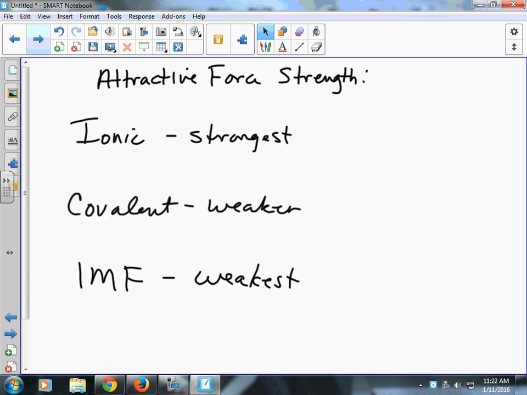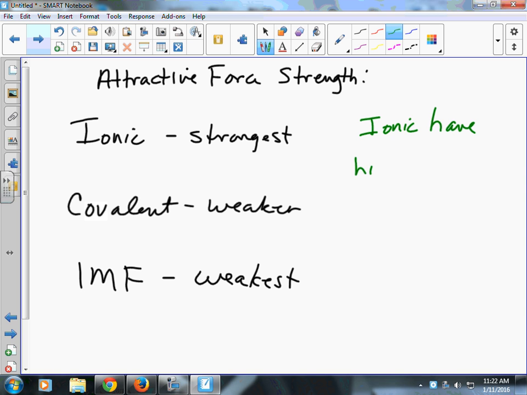So we use melting point. You'll do this in your lab. We can use melting point as a measure of how strong the bonds are. So ionic substances have higher melting points and boiling points because the bonds are stronger.